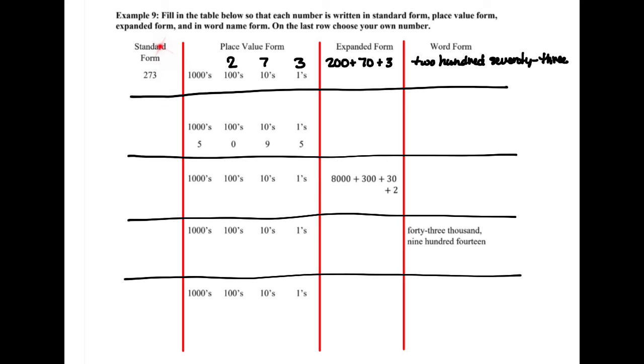So here they give you standard form, and so we needed to do the other 3. Now they're going to give you the place value form, so you have to do the other 3. Here they give you the expanded form, do the other 3, and here they do the word form, do the other 3.